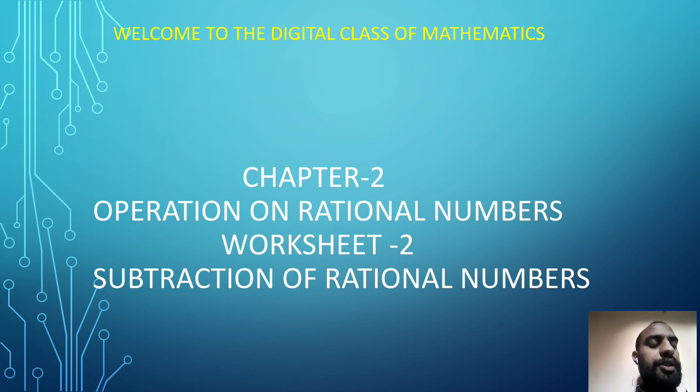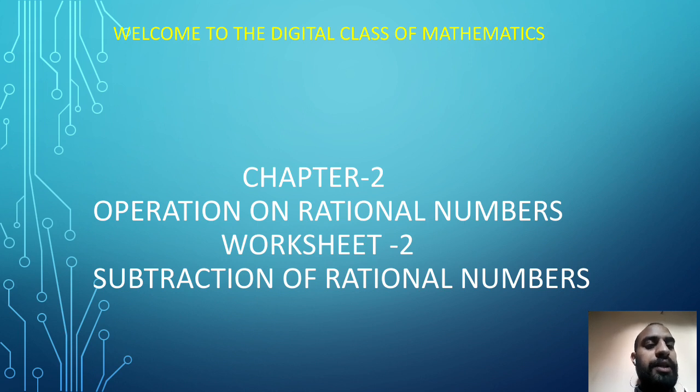As you all know, we are in chapter number 2, that is operation on rational numbers, and in this chapter we are dealing with the 4 types of operation, that is addition, subtraction, multiplication and division. So we did the addition part complete. Today we are going to start your worksheet number 2. In this we are going to discuss subtraction of rational numbers, how to subtract rational numbers.